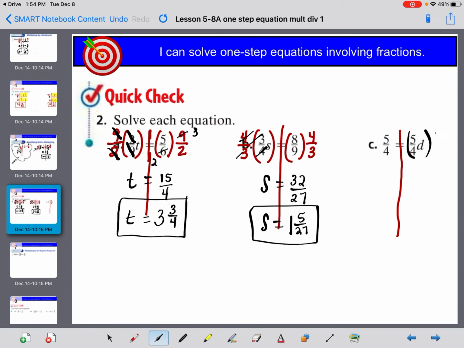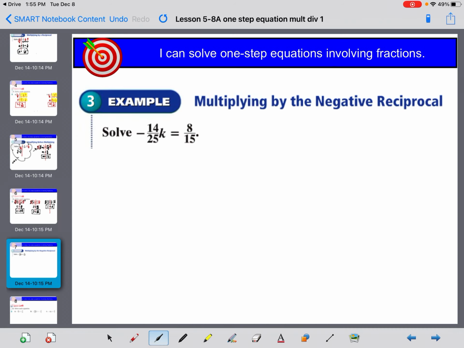The next one, or the last one you did by yourself, you multiplied both sides by 4/5. It does not matter that your variable is on the right. Then I multiply the other side by 4/5. These cancel out also, and what am I left with? 1. The value of D is 1, which makes sense. 5/4 times 1 equals 5/4, right?